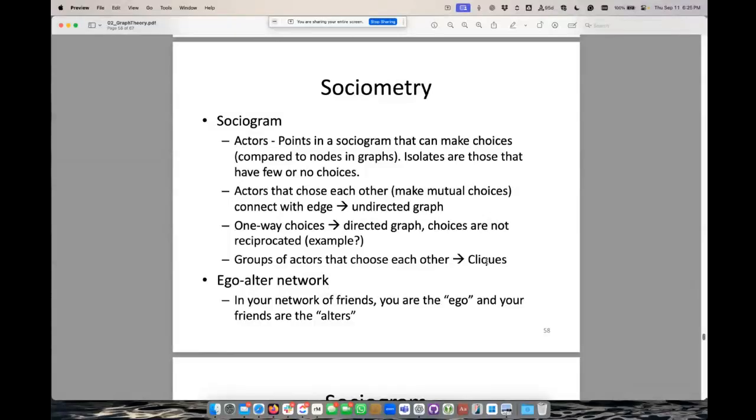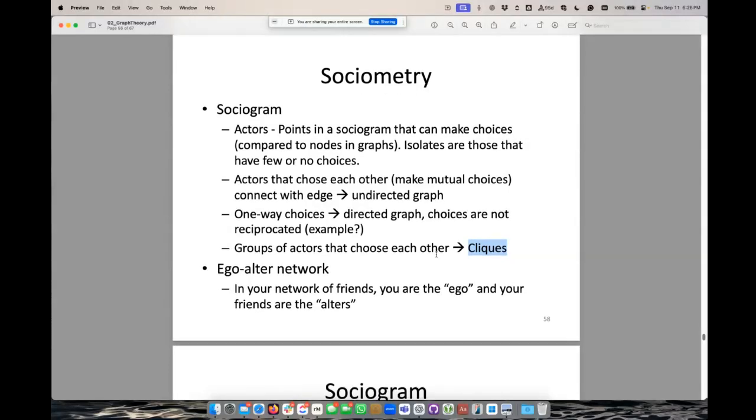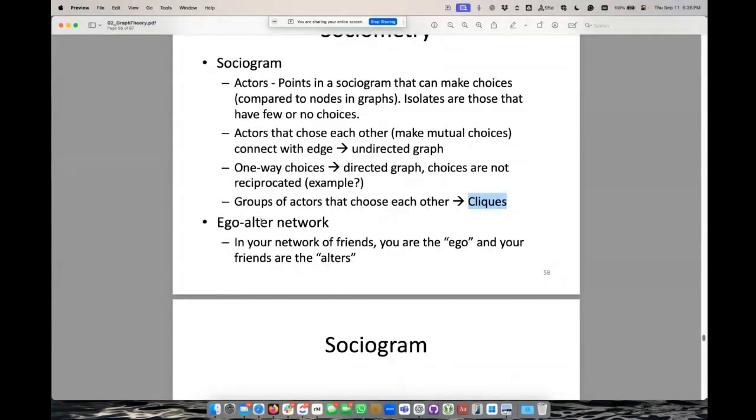One common concept that also exists between sociogram and social networks is cliques, where a group of individuals all connect with each other or all choose each other. So that's the same concept. So even the social scientists call them cliques as we call them, right?